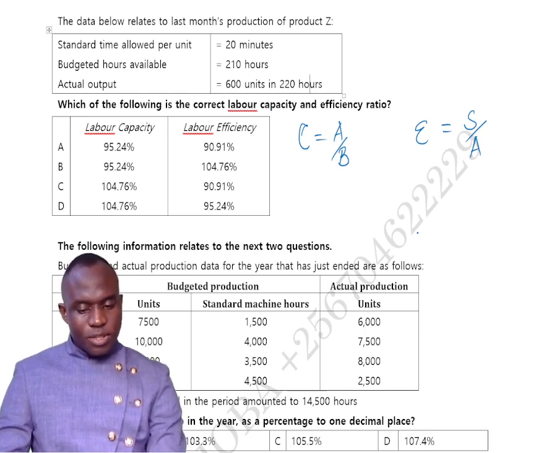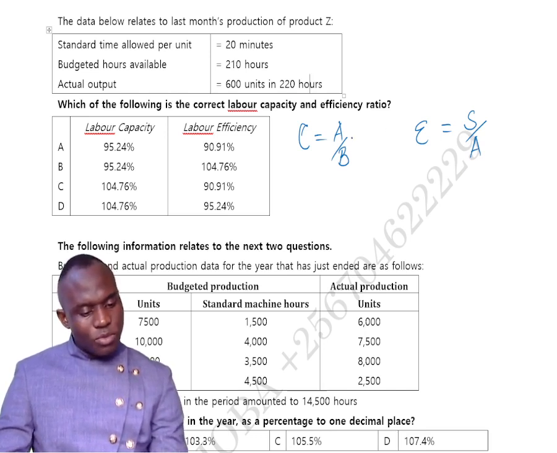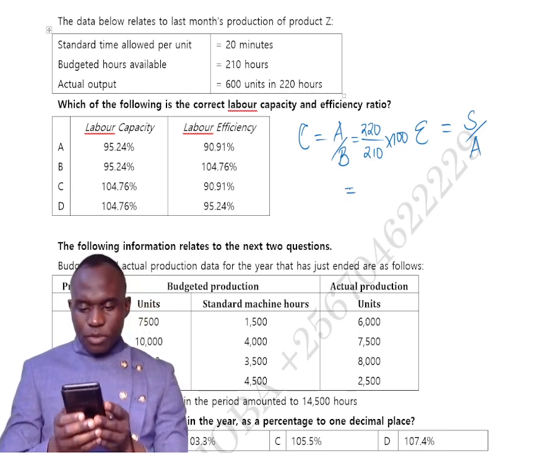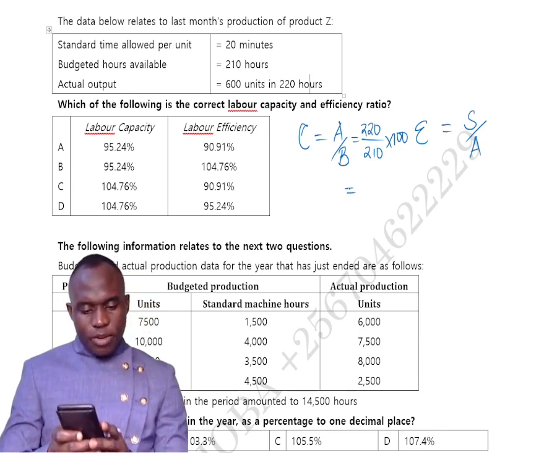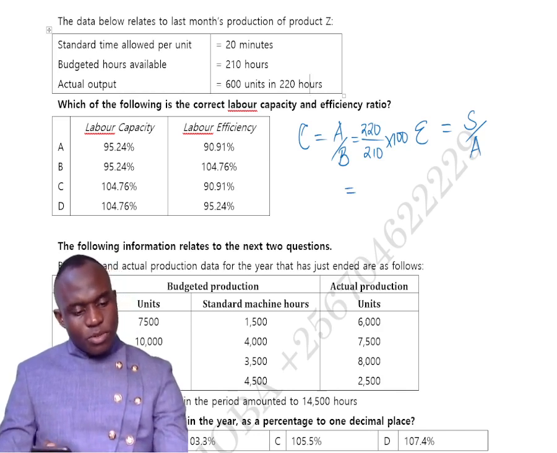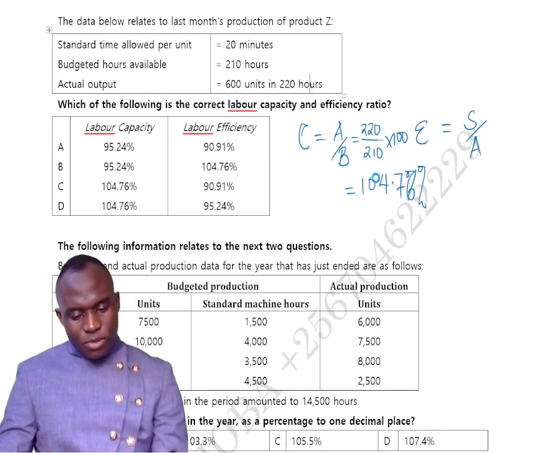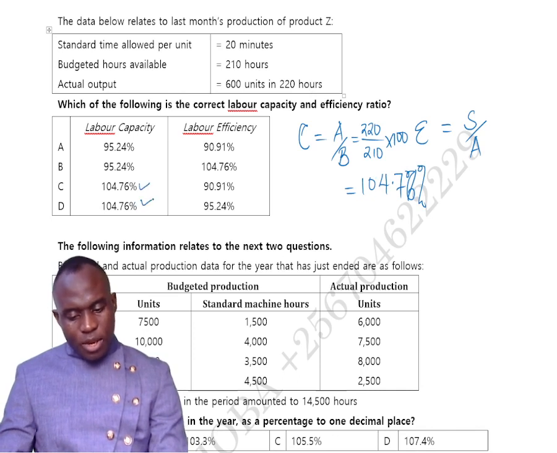So they have told us actual output was this in these hours. So actual hours were this, divided by budgeted hours. So budgeted hours were 210. So this times 100 we get, it is 220 divided by 210 times 100. We get 104.76%. So the answer can either be C or it can be D.